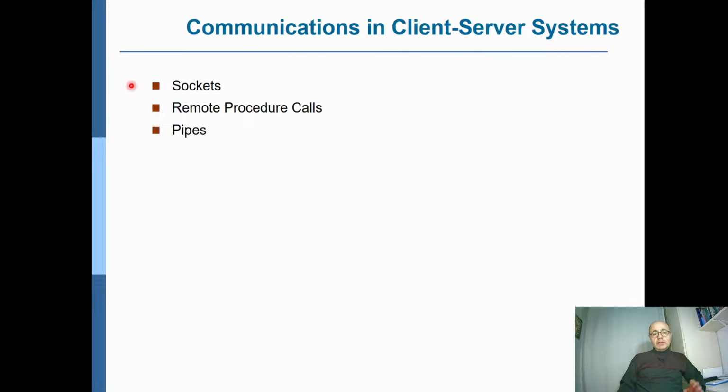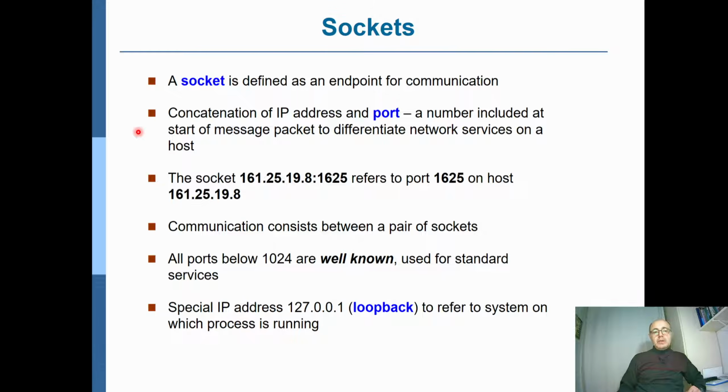So we will talk about three basic methods. The first one is sockets, creating sockets and communicating over the sockets. The second one is making use of remote procedure calls, RPC. And the last one is making use of pipes, ordinary pipes or named pipes, as we will see. So let's start with the sockets.